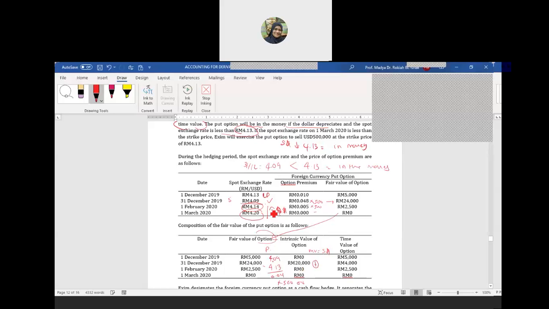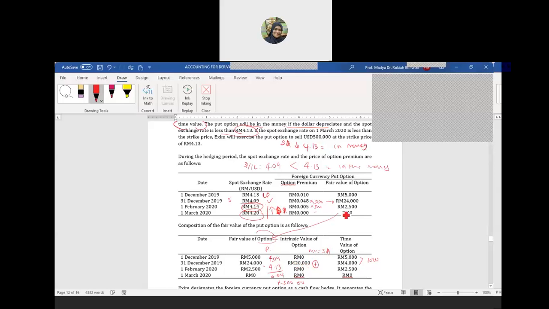Yeah, position of selling. So when the price is lower, we said that you can sell more than the value of the market. So you're going to have a profit of 20. So where to get this one is 0.04 times 500. So you have 20. So from that 24, 20 is with regard to the intrinsic value. So the difference is 4 for the time value. So the time value has reduced by 1,000.